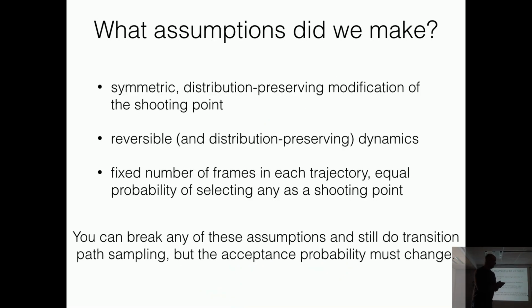So, okay, what assumptions did we make in this? We said we had a symmetric distribution-preserving modification of the shooting point. We said that we are using reversible, and therefore distribution-preserving, dynamics. We used a constant number of frames in each trajectory and an equal probability of selecting each as a shooting point. You can break these assumptions, but your acceptance probability will change. And in fact, I'll show you some of that, and we use some broken versions of that with more complicated acceptance probabilities in practice.